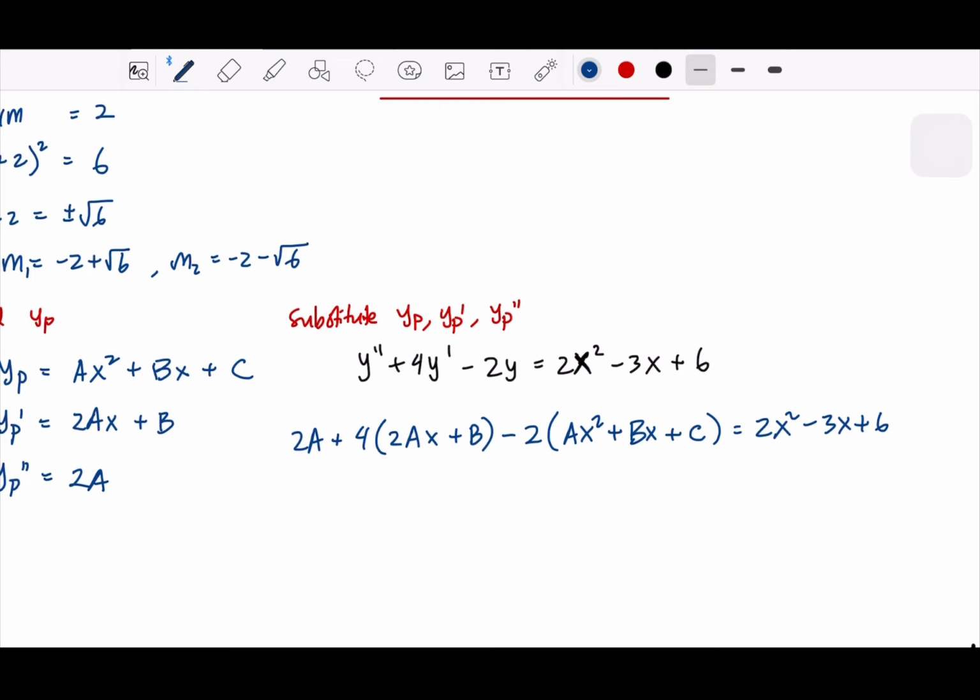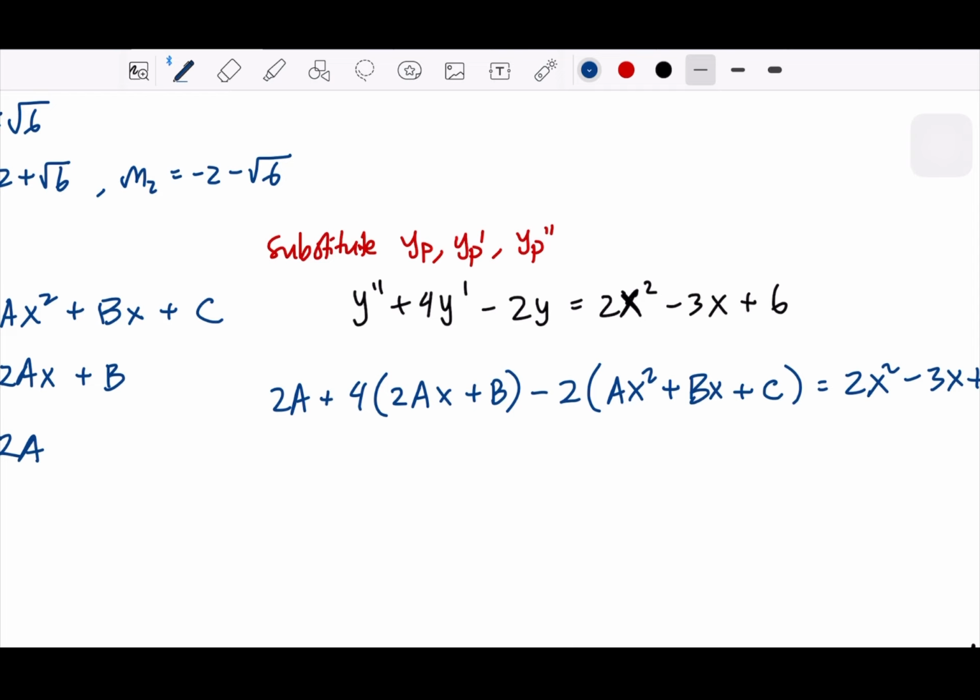Now the rest is we are going to group all these x squared, x, and constant terms, and then equate them to the right side. Okay, and we can solve that. I think you need to be careful with all the algebra operations in this statement. So let me multiply first.